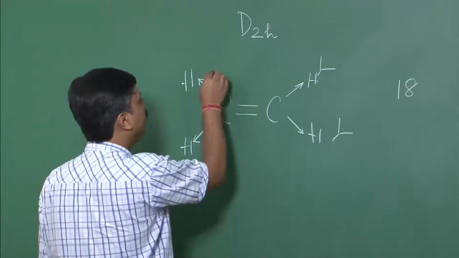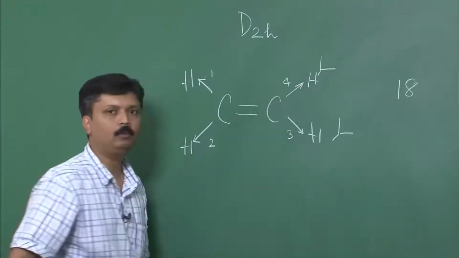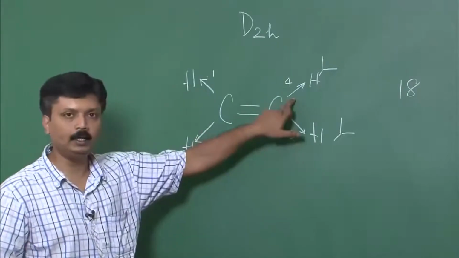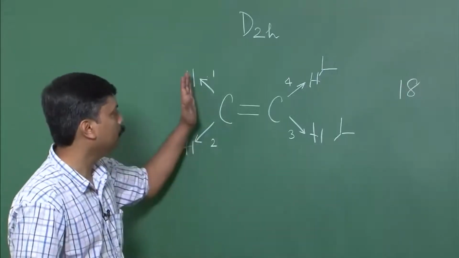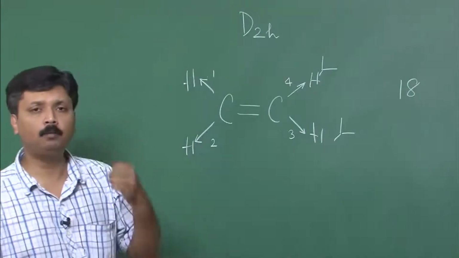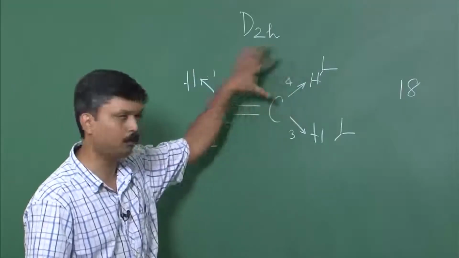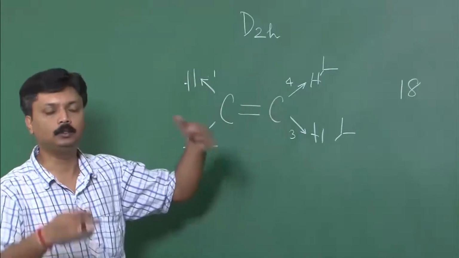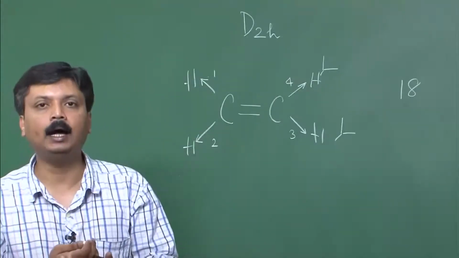I can put their names like 1, 2, 3 and 4, or I can write A, B, C, D. Now these 4 bond vectors I can use as my basis function, right? So my basis set will be 1, 2, 3, 4. Then I have to operate all the symmetry operations on these bond vectors, and see how this basis set that is formed out of these bond vectors is getting modified.